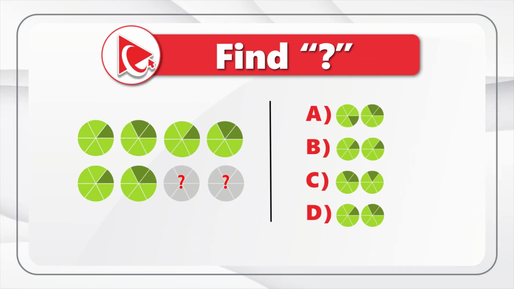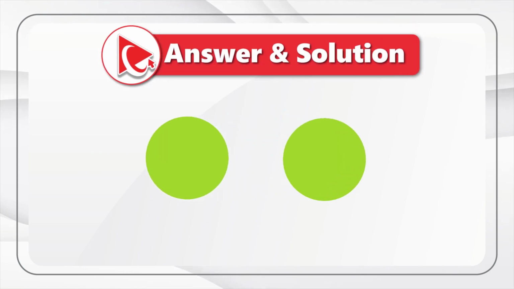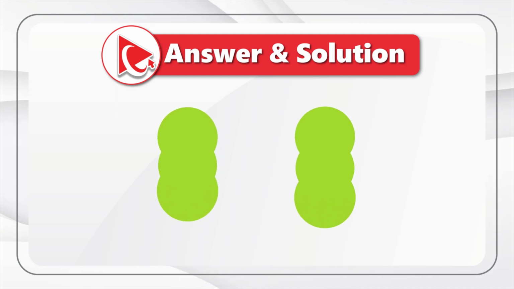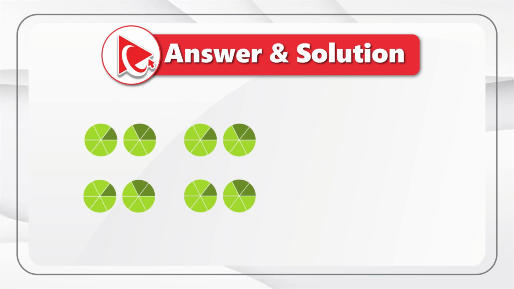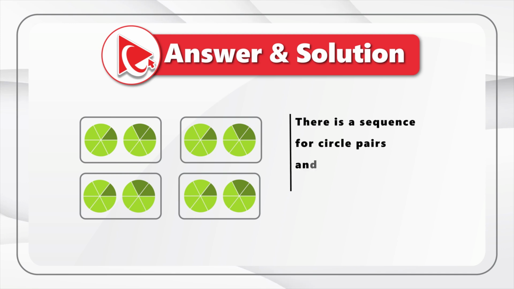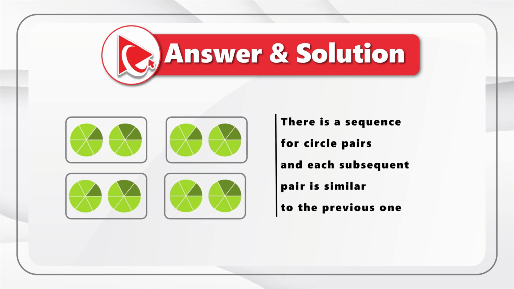And obviously, if you have a better way to solve it, please make sure to post in comments. To answer this question, we need to detect the pattern. And the pattern here is very simple. Each circle is broken down into sections, with darker sections and lighter sections. And if you look closely, you will see that all circles are grouped in pairs. And the pattern is hidden in the sequence for circle pairs, with each subsequent pair being similar to the previous one. Let's take a close look.